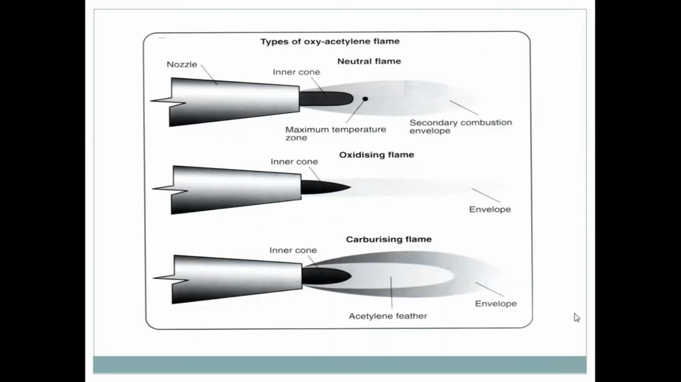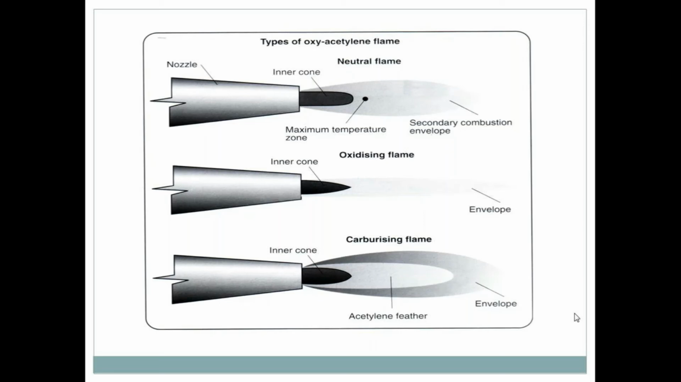Then, according to the mixing, 3 types of flame are generated. One is the neutral flame, another oxidizing, then carburizing. Neutral, oxidizing, carburizing. Clear? Neutral is when oxygen and acetylene are 50-50. Oxidizing is when oxygen is more, and carburizing is when acetylene is more.